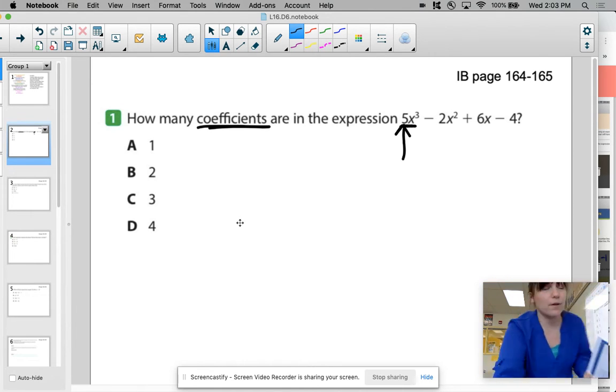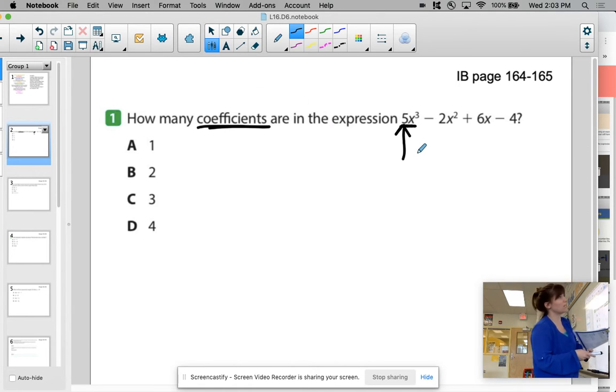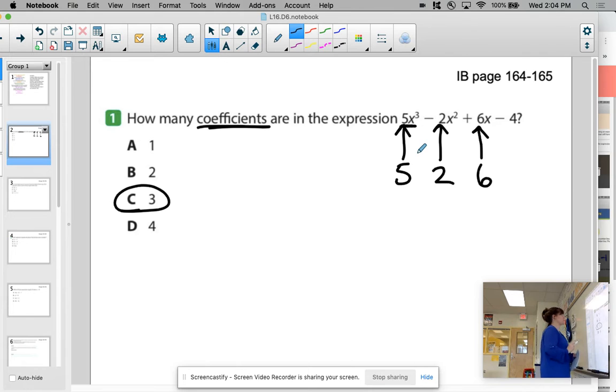key for that work. So you can see I've marked up this problem and I'm looking for coefficients. So I want to look for terms that have a variable in it, and it's the known factor in that variable term. So you can see that 5 is the coefficient, that 2 is the known factor, and that 6 is the known factor. So there are 3 of them. That should have been the answer for number 1.